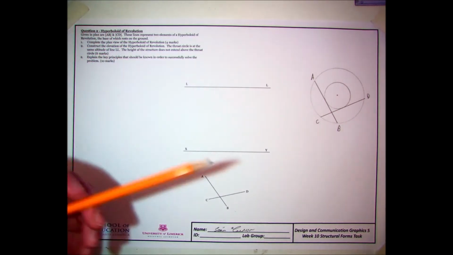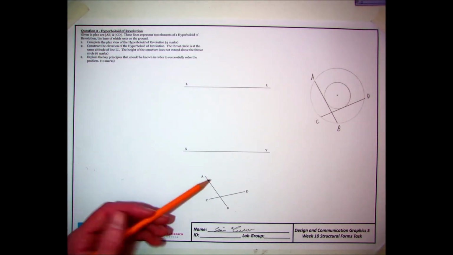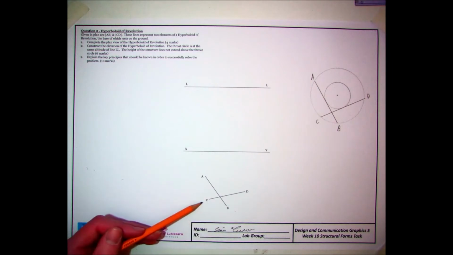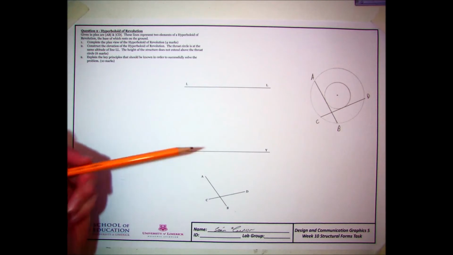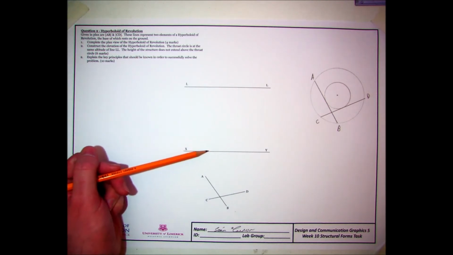Now, if you look at what it says above here, first of all, before we even look at what's happening below here. So, given in plan are a line AB and CD. These lines represent two elements of a hyperbolite of revolution, the base of which rests in the ground. Okay, so from that, I know that we're drawing a hyperbolite of revolution. These two lines here are elements on our hyperbolite of revolution, as well as that our hyperbolite of revolution would be resting on our XY line.